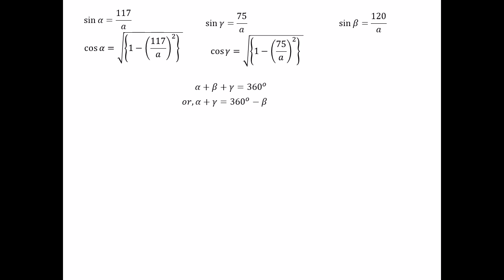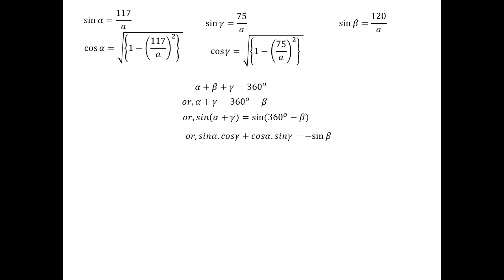Okay, we move the beta to the RHS side and take the sine of the angle on both sides. Taking the sine of both sides, sine of alpha plus gamma is equal to sine of 360 degrees minus beta. Now expressing the formula for sine of alpha plus gamma: sine alpha dot cos gamma plus cos alpha dot sine gamma is equal to minus sine beta.